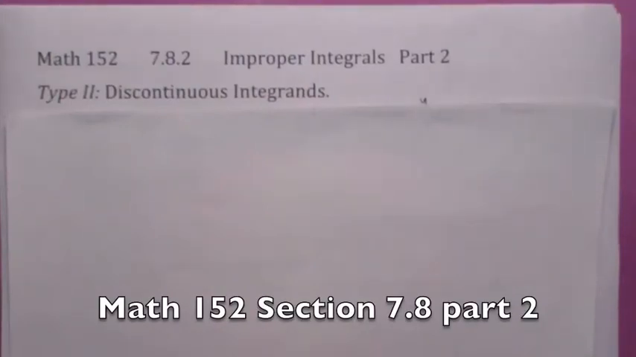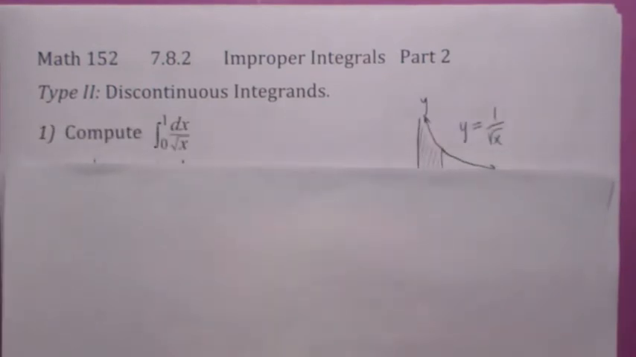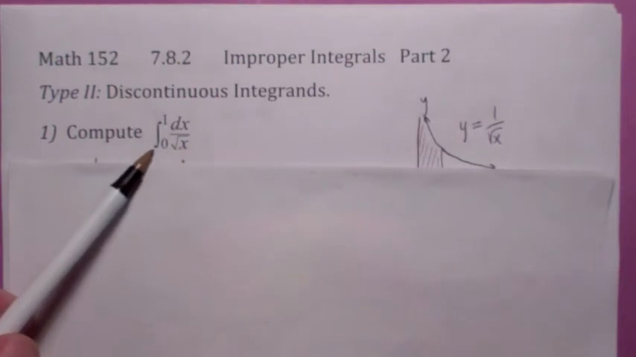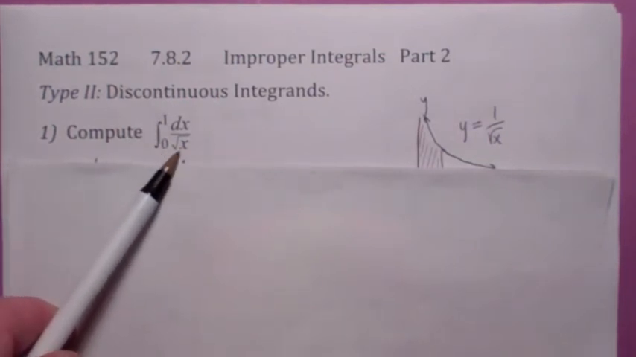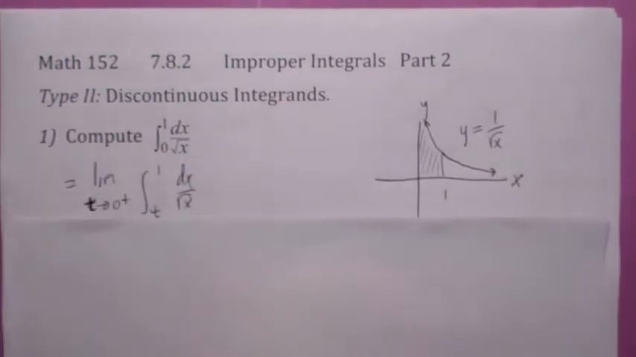Okay, in this second video for 7.8 we're going to look at the other type of improper integral called a type 2 improper integral. That's where the integrand, which is the function you're integrating, is not continuous on the closed interval from a to b. Here's the case where the function is not continuous at 0, is it? 1 over square root of x is not continuous at 0.